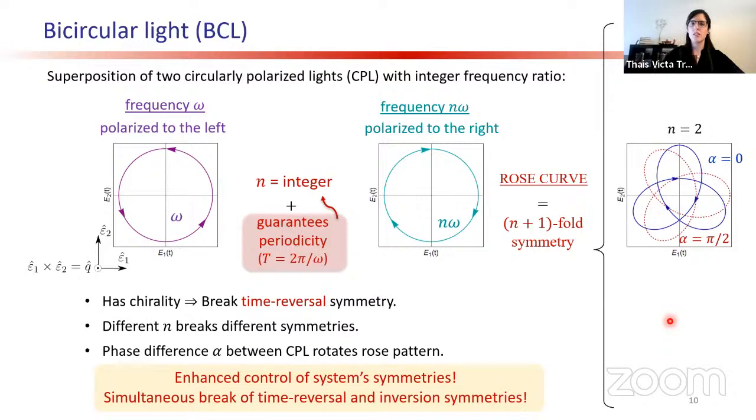You can break symmetries that with circularly polarized light you cannot break. For example, you can break simultaneously time reversal symmetry and inversion symmetry of this light. And this will have very important implications for the rest of the talk. So with this type of light, we can have more control of the symmetries of the system because we have many more tuning knobs: we have frequency, we have multiplicity of the frequency, we have phase difference and so on. And so we have enhanced control of the system symmetries.